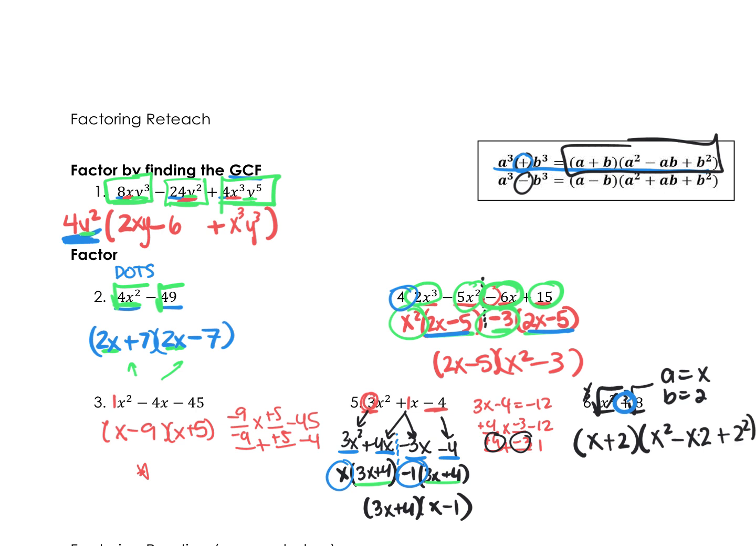Now, a lot of times we will write this a little differently, so we'll have x squared minus 2x, because usually we write 2 times x instead of x times 2, and then plus 4. But that would be your final answer.